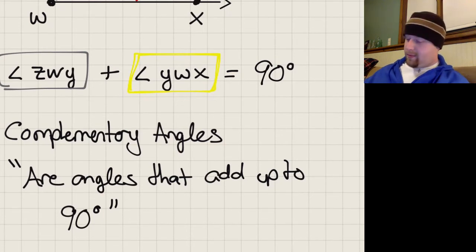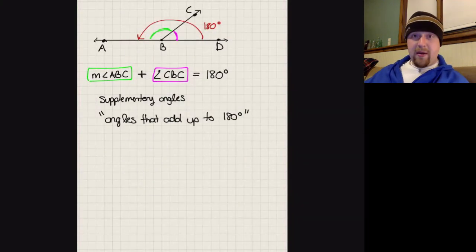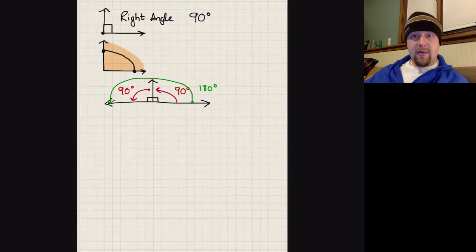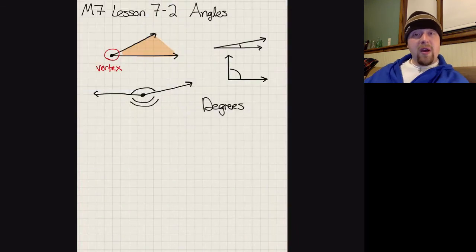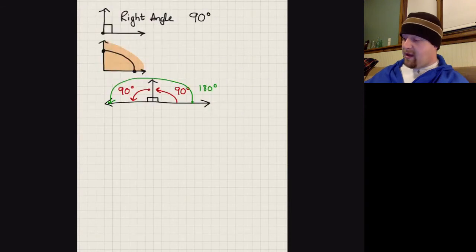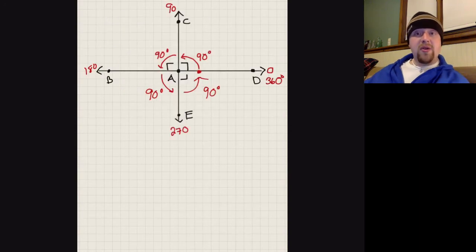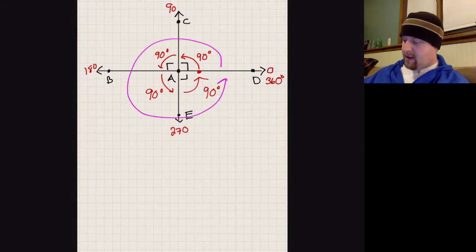So, I want to recap a little bit. We were talking about angles, and the fact that there are different types of angles, and that angles are made up of two rays and a vertex. Okay, and the angles can be anywhere from 0 to 90 to 180 to 360 degrees total.